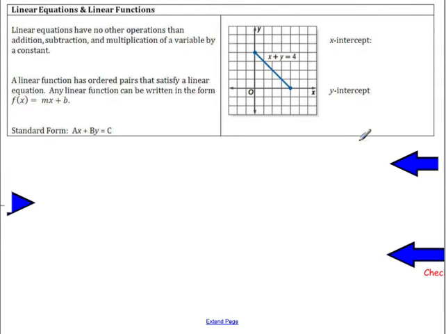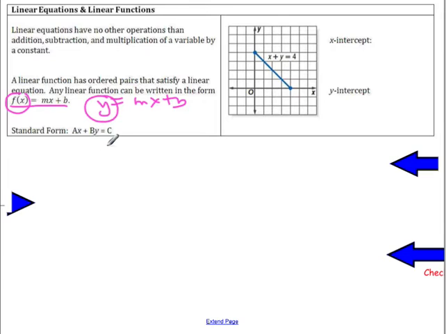Now we are going to look at linear equations and linear functions. Linear equations have no other operation other than addition, subtraction, and multiplication of a variable by a constant. Okay. And a linear function has ordered pairs that satisfy a linear equation. And any linear equation can be written as y equals mx plus b. And earlier in the notes, we talked about how f of x and y mean the same thing. So you can write it either way.